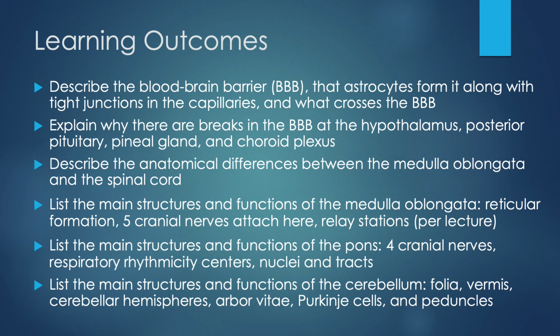To list the main structures and functions of the medulla oblongata, the reticular formation, the 5 cranial nerves attaching here, and relay stations, and the relay stations specifically will be covered in this lecture. And then to list the main structures and functions of the pons, the 4 cranial nerves, the respiratory rhythmicity centers, nuclei, and tracts. And to list the main structures and functions of the cerebellum. This includes the folia, the vermis, the cerebellar hemispheres, arbor vitae, Purkinje cells, and peduncles.